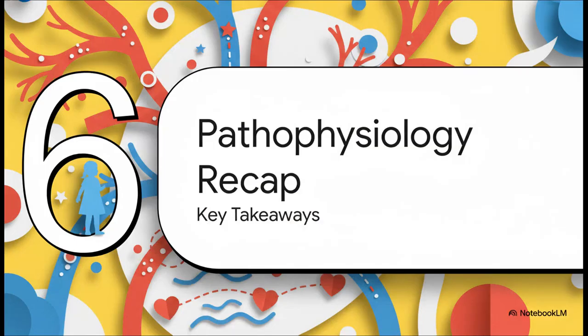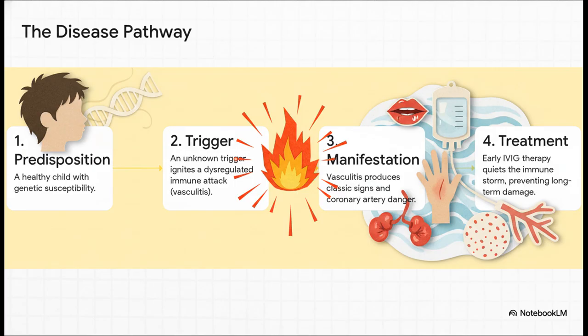All right, let's quickly recap the entire disease pathway just to solidify all the key connections we've talked about. The whole process is really just a logical cascade. You start with a genetically susceptible child. Then, some immune trigger ignites a widespread vasculitis. That internal inflammation produces the clinical signs we can see and the hidden danger to the coronary arteries. And finally, that immune storm is controlled by early immunomodulatory therapy like IVIG.